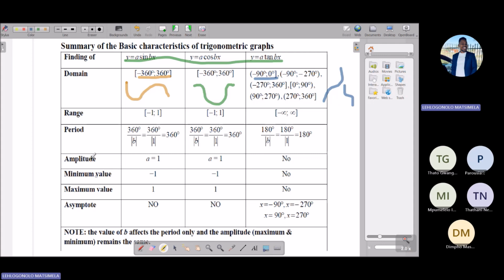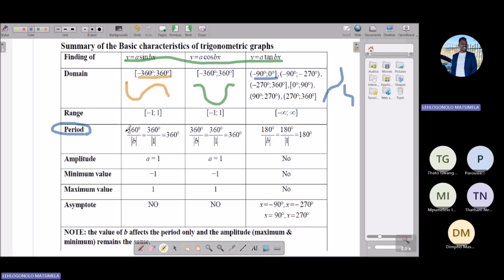Going further, now I want to come to the period. The period of the graph, if the graph is complete, is automatically 360. And then how do we determine the period of the graph? We look at the coefficient of an angle, which is B here. If it's sine, we say 360 divided by the value of B. Here we just give an example that let's assume B is 1, which means the period of the graph is 360.